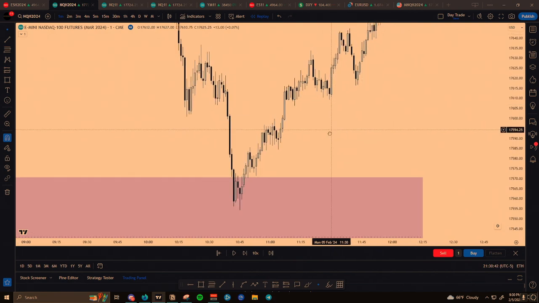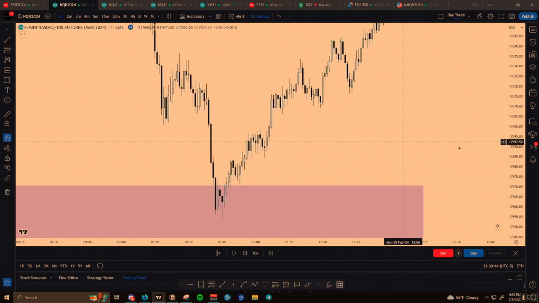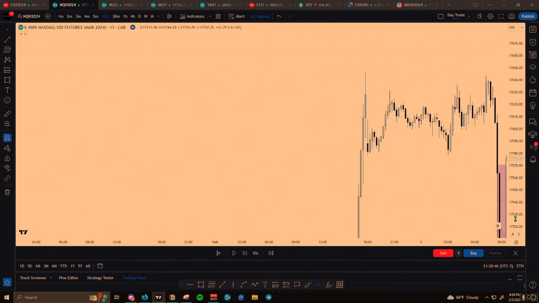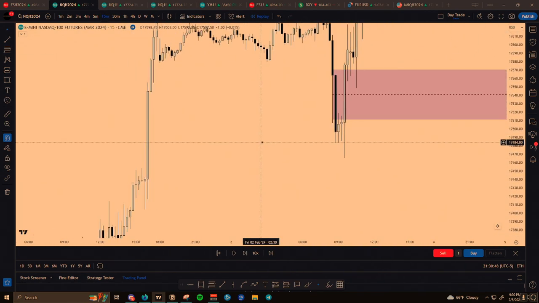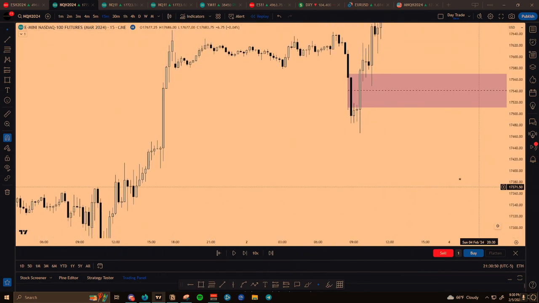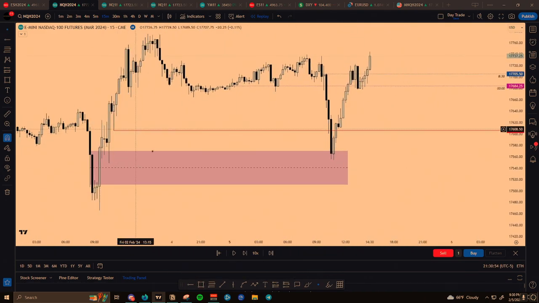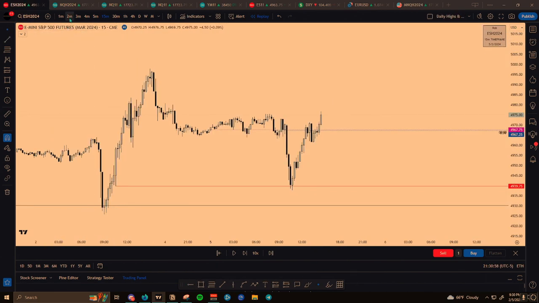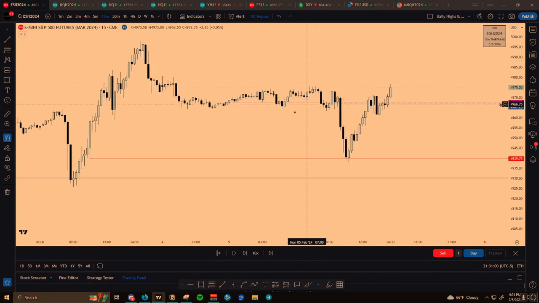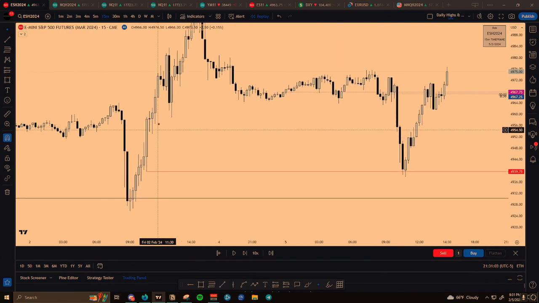So price had this 15-minute liquidity down here on NQ that was taken, and we left this one down here. Why did we leave this one? Well, if you look at ES, you can see that ES equal lows or relative equal lows here both got taken.